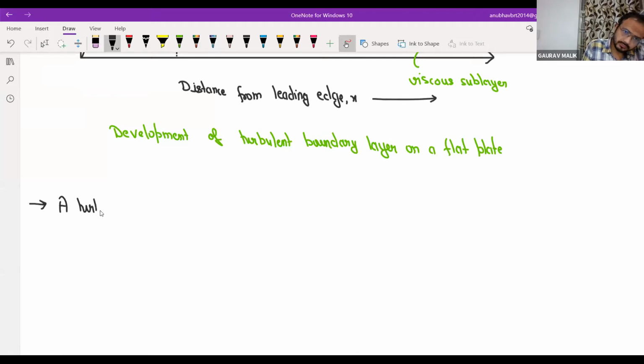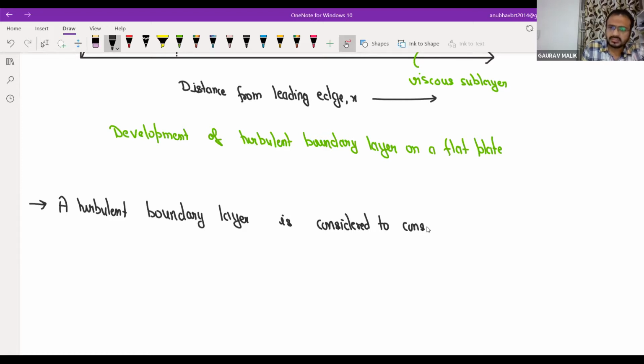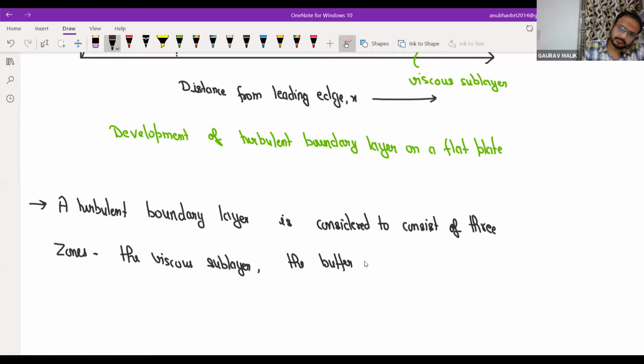A turbulent flow or a turbulent boundary layer is considered to consist of three zones: the viscous sublayer, the buffer layer, and the turbulent zone.